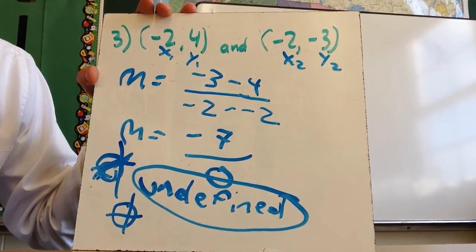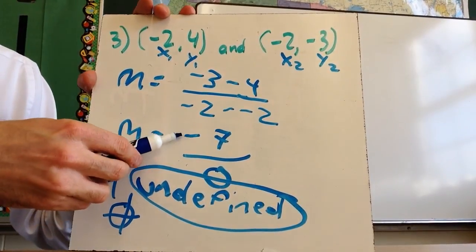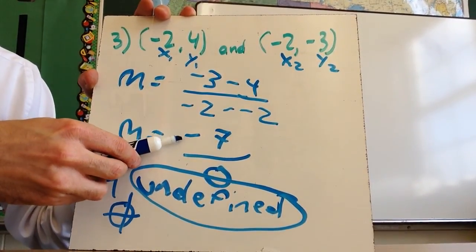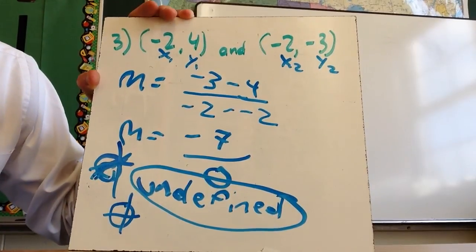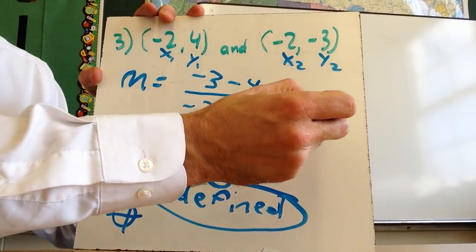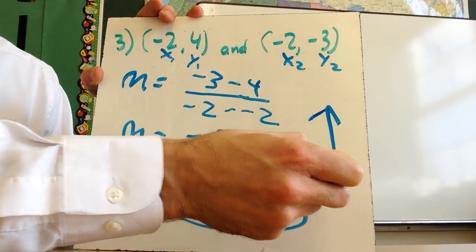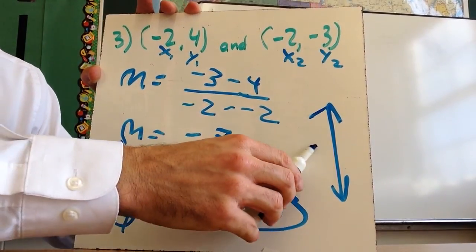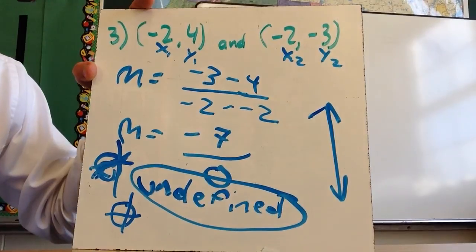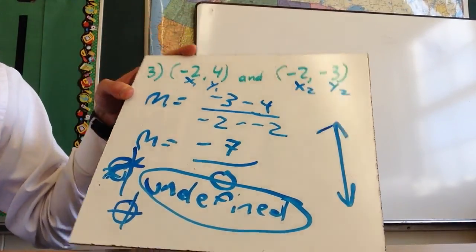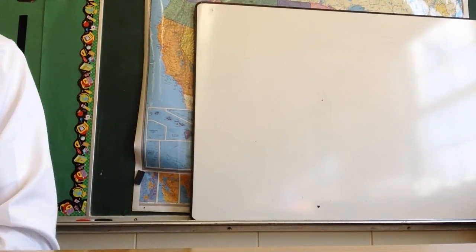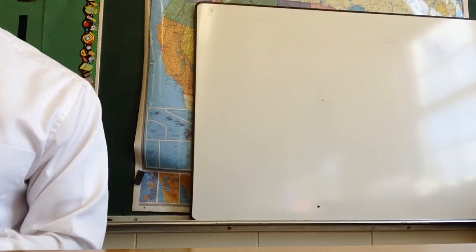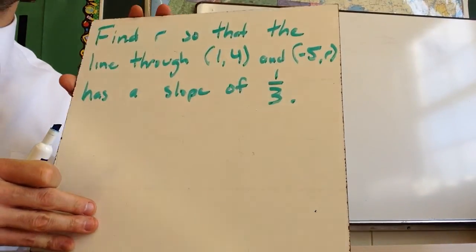Now, what does this line look like? I want you to think of a line that is rising -7, so it is rising, but doesn't run. What does a line that rises but never runs look like? It would be straight up and down. This would be parallel to the y-axis. So every line that has an undefined slope goes straight up and down. It's a vertical line. All right, now, since you are in algebra class, you know that all we need to do is have one unknown.